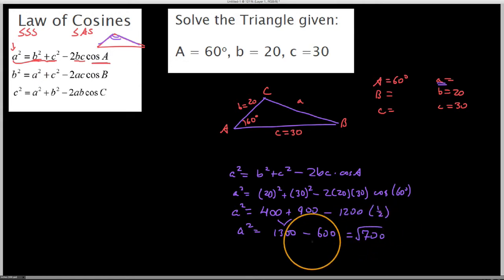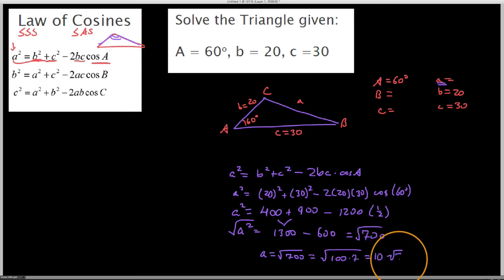And so at this point we could say, well, what is a equal to? A is equal to the square root of 700. We take the square root of both sides here. And so that'd be the square root of 100 times 7, which is 10 root 7. So it is exactly 10 root 7 in length.